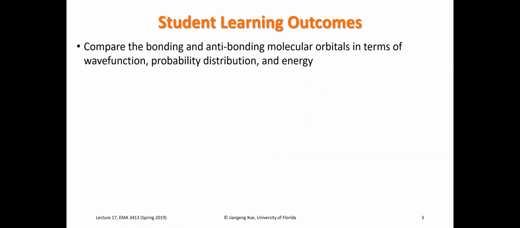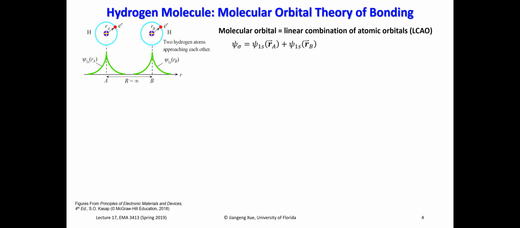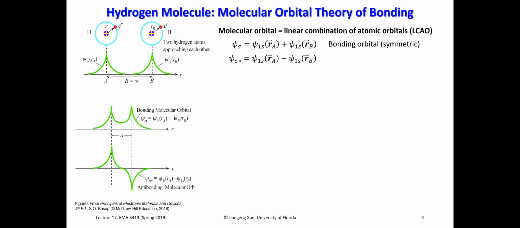So first, students should be able to compare the bonding and anti-bonding molecular orbitals in terms of wave function, probability distribution, and energy. So start with separate atomic orbitals. When the wave functions are put together to form a molecular orbital, we can have a linear combination in terms of addition or subtraction of the wave functions to form the so-called bonding and anti-bonding orbitals.